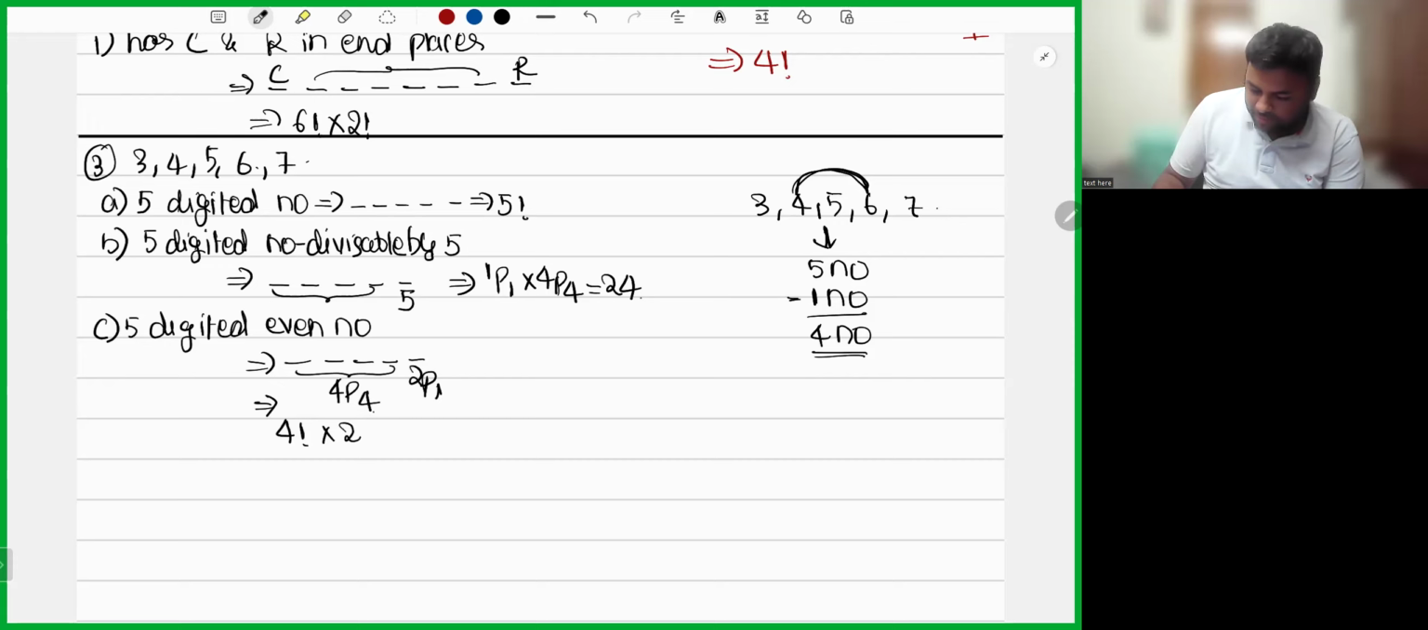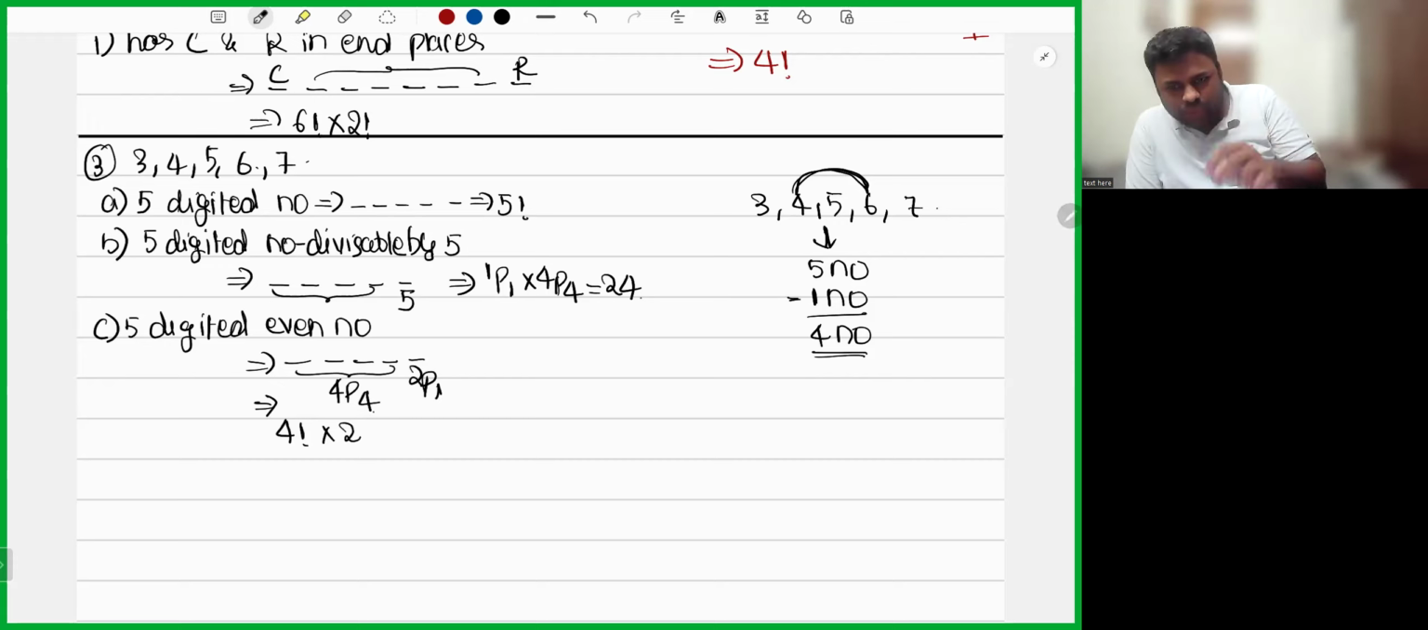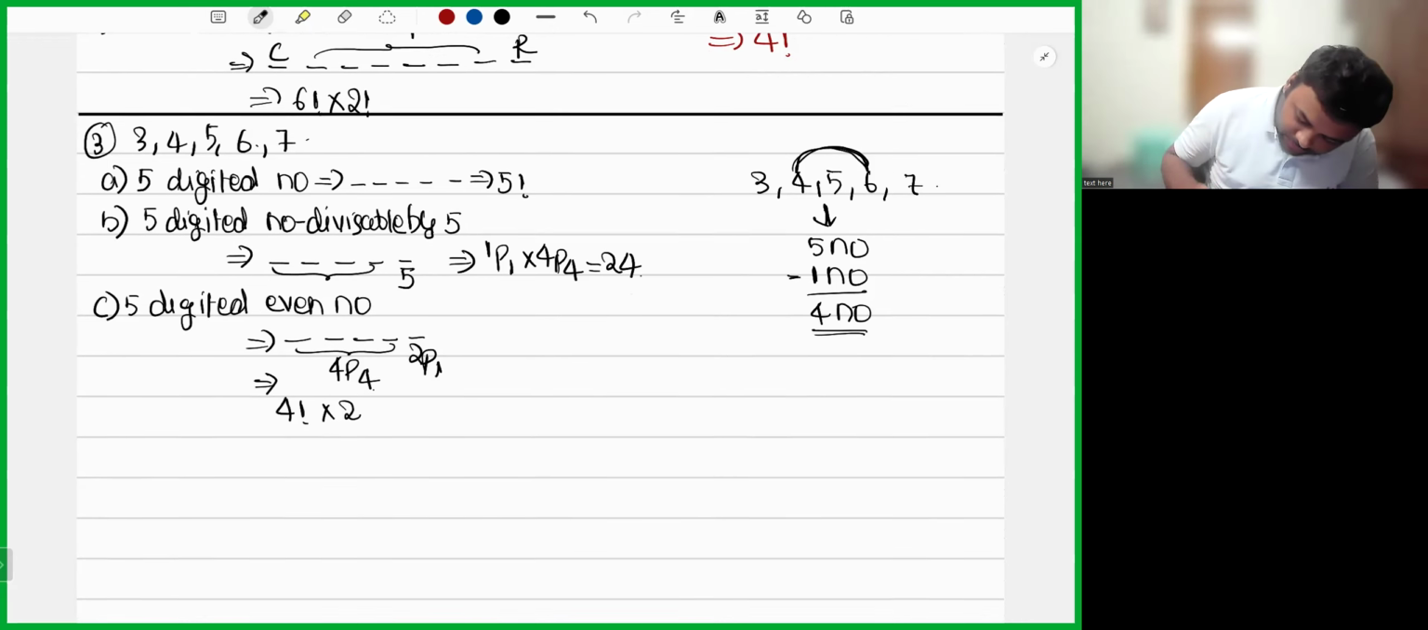5-digit even number. First, I'm taking 4, 6, 2, even numbers are there. One number I'll take from them in 2P1 ways and I'll place it. So from 5 numbers, one number is over. How many are there? 4 numbers. 4 numbers can be kept in 4 places in 4P4 ways. Simple. Next.